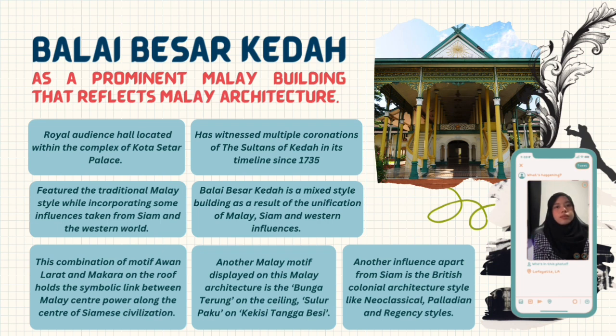The reason behind this influence is that the Sultan, who often traveled, was inspired by the buildings he saw during his journey. Balai Besar Kedah is a mixed-style building as a result of the unification of Malay, Siam, and Western influences. The arrangement of spaces as well as the ornamentation of Balai Besar Kedah highlighted the high status of the ruler Sultan as the host for all grander social events hosted throughout the decades. It was built completely in 1735, and the final form of this Balai Besar reflects the infusion of styles and influences taken from Malay, Thai, and colonial influences.